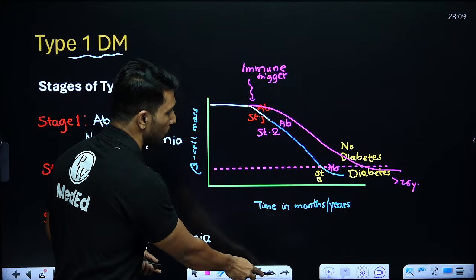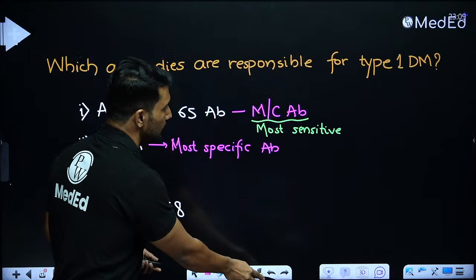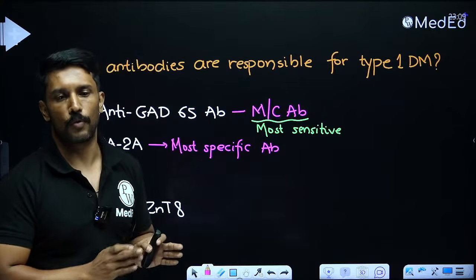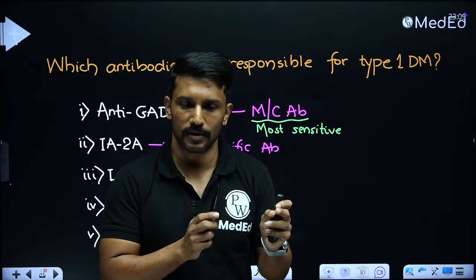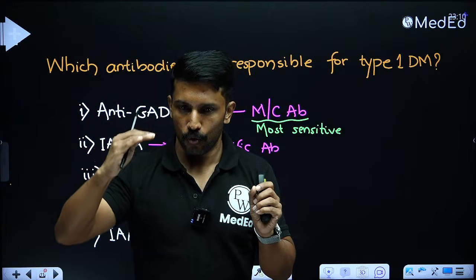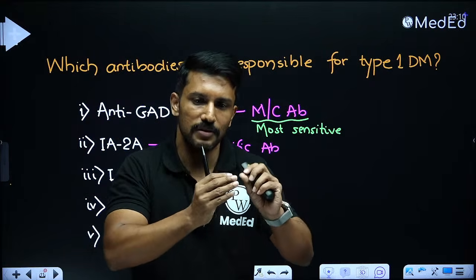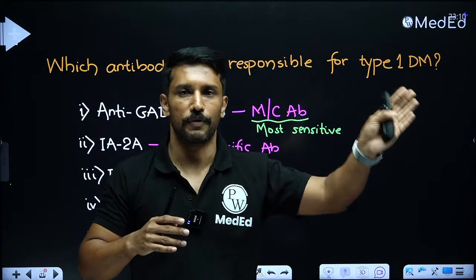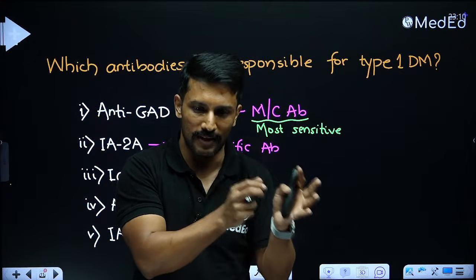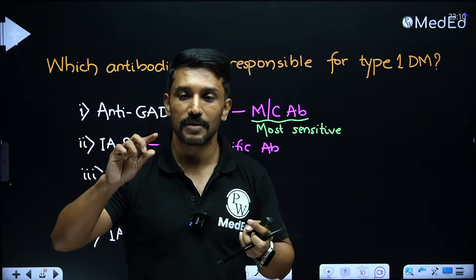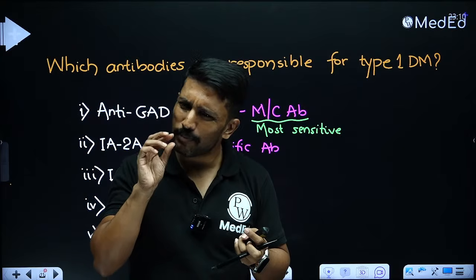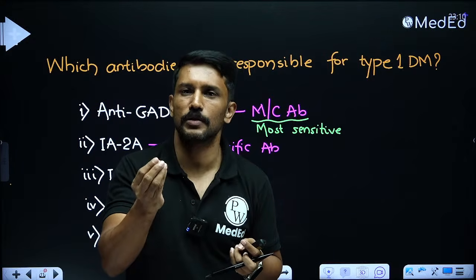It's a slow progressive type 1. Because it is slowly progressing, the beta cell mass is slowly decreasing. So you catch hold of these patients much later, after 25 years of age. And when you're catching hold of these patients, insulin deficiency is there, but it is not absolute. Still some amount of beta cell mass is there, some amount of insulin production is there.